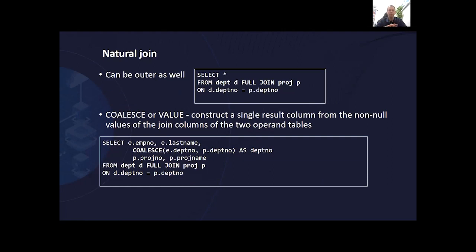So let me go here. I do the very same thing, but I just do the full join, and I select all the columns. In this case, I will see two columns for the department number, one coming from the department and the second one from project. There is this COALESCE or VALUE function that will allow me to see just one column. You can see in the box at the bottom that I'm using COALESCE for department number from the employee and project table. So I will see only one column.